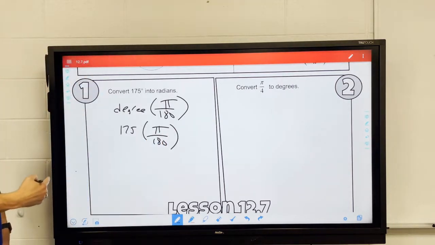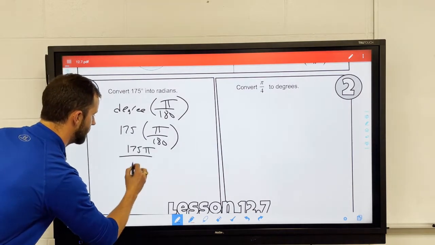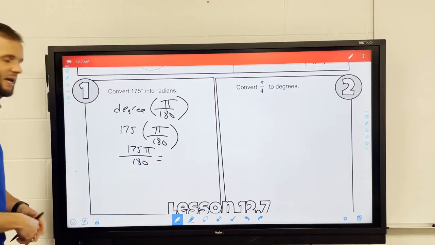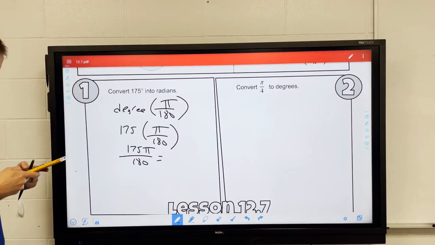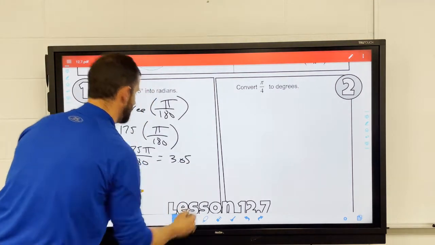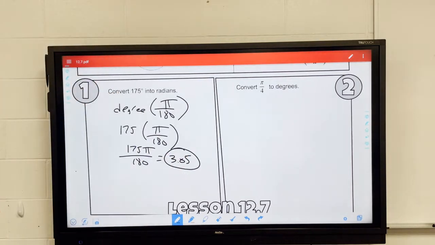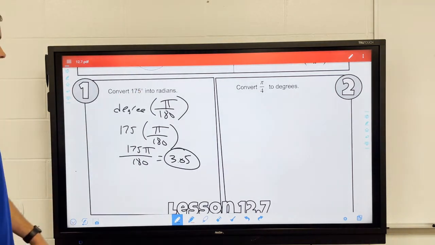If I wanted to leave this in terms of pi, I could multiply 175 pi over 180, and then I would just simplify. But if I wanted to get the actual decimal, I would type this in. So I would do 175 pi divided by 180. That is going to in return give me 3.05, and that's going to end up being my radians. So ladies and gentlemen, my radians would be 3.05 in that instance. Let's jump over to example number 2.